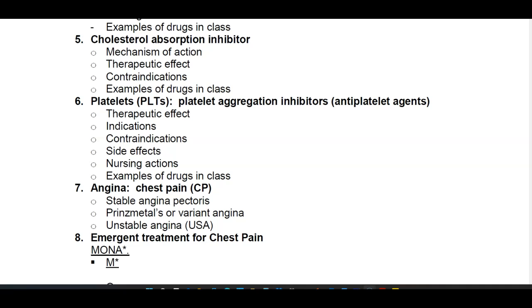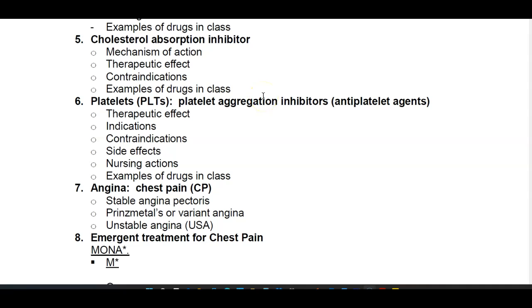What are the contraindications for cholesterol absorption inhibitors? Just like your statin, this is contraindicated in pregnant women. It is considered pregnancy category X, as well as liver disease. An example of a drug in this class is Zetia, or ezetimibe. Ezetimibe is your generic name, therefore you have to remember this.